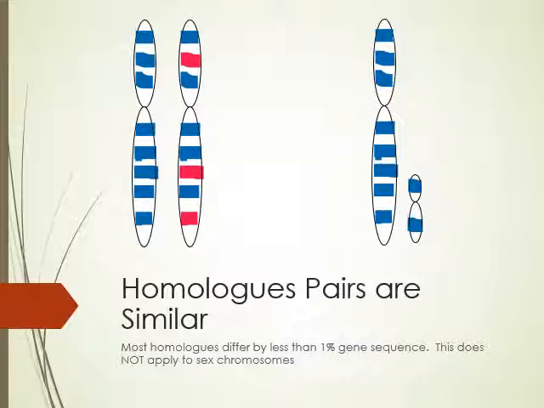Now, homologous pairs are very, very similar to each other. These homologues are different by less than 1% gene sequence. Truthfully, we're not terribly different from each other. We may think we look different. You know, we got different heights, different hair color, different eye color, little things. And I really do mean little things. Because the vast majority of our bodies work exactly the same way.